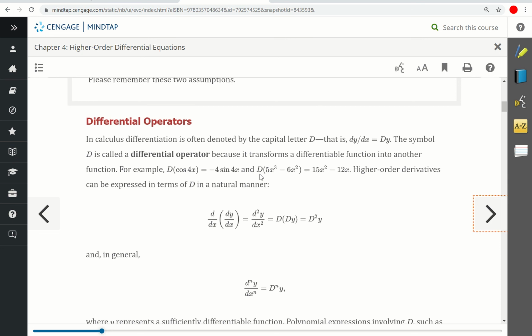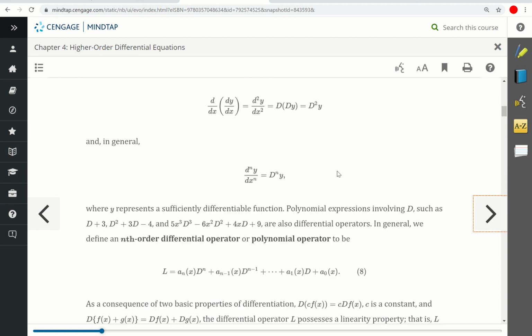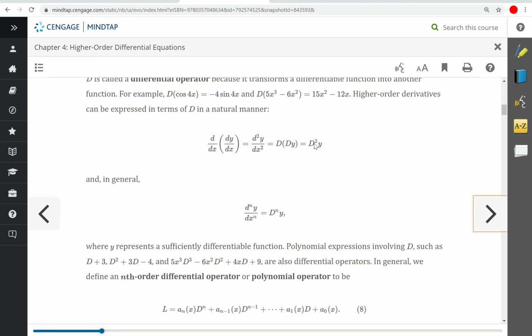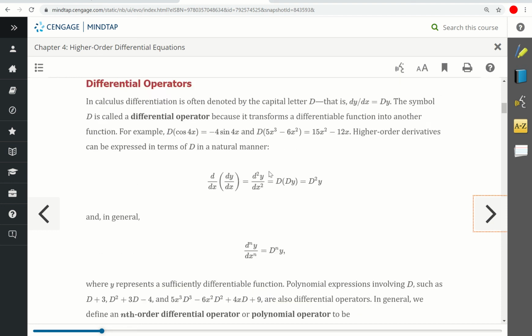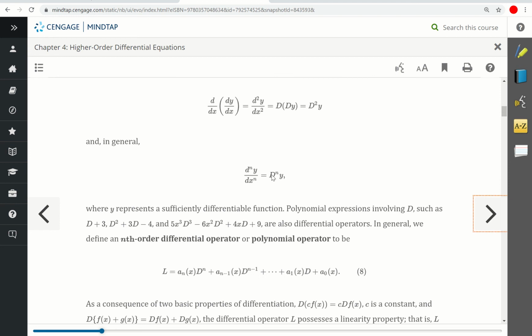If you apply the differential operator D to 5x cubed minus 6x squared, its derivative would be 15x squared minus 12x. And then if you want to do higher order derivatives, you just have a power of D. So D squared would be the linear application of the differential operator D twice. So this is our classical second derivative, d squared y dx squared. And similarly, if you want to look at the differential operator notation for the nth derivative, it would be D^n of y.